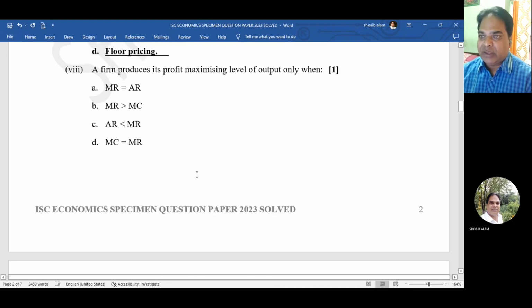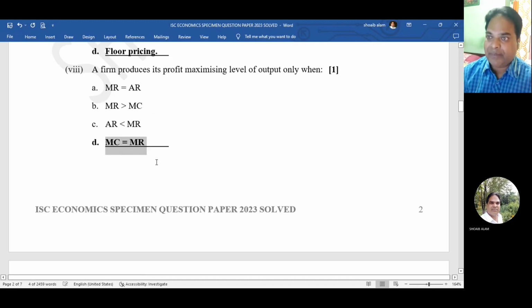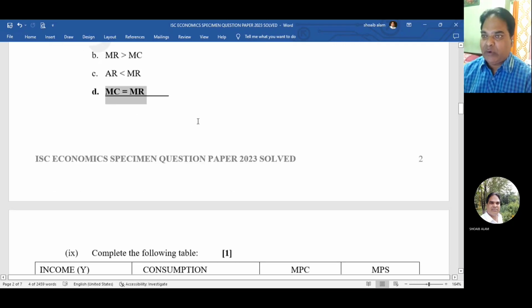Then number 8, the firm produces its profit maximizing level of output only when MR equal to AR, MR is greater than MC, AR is lesser than MR, or MC equal to MR. So for number 8, D is the correct answer. Number 8 we have already done.